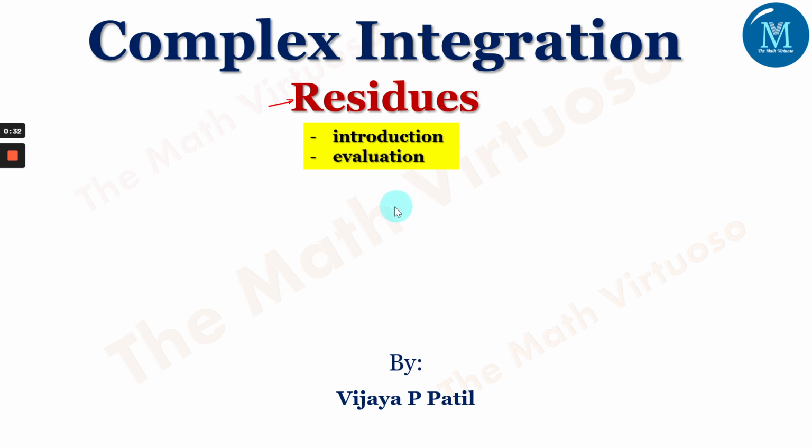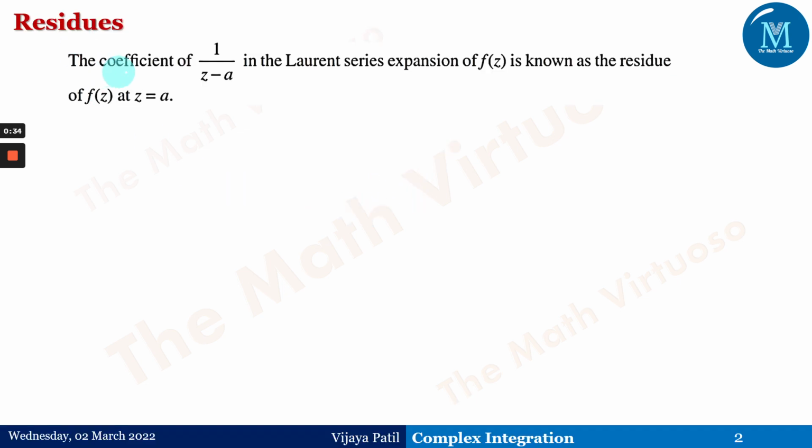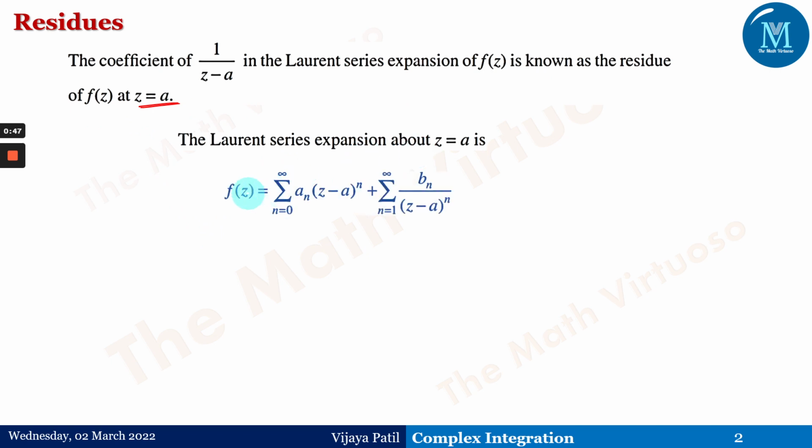residue theorem. So residues: the coefficient of 1 upon z minus a in the Laurent series expansion of f of z is known as the residue of f of z at z equals a. Now the Laurent series expansion about z equals a is given to us as this: f of z is summation of a_n (z minus a)^n, n moving from 0 to infinity, plus summation of b_n (z minus a)^(-n), n moving from 1 to infinity.